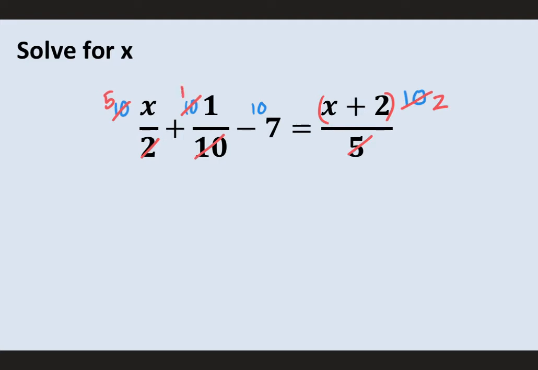We're going to multiply what we have left. We had a 5 times x. That would be a 5x. We had a 1 times 1. That's going to be a 1. We had 10 times negative 7. All right, so that's a negative 70. Equals, we have a 2 and we're going to distribute it to both pieces on the inside because that's how multiplication works. So 2 times x is 2x and 2 times 2 is 4.